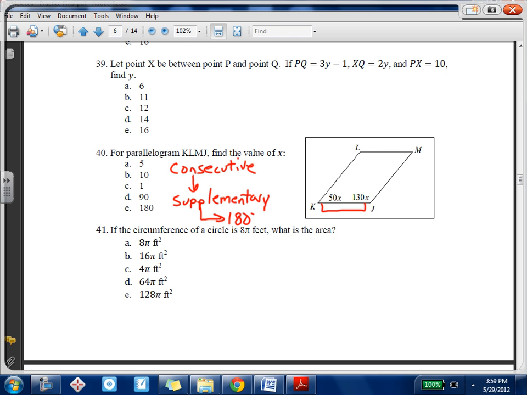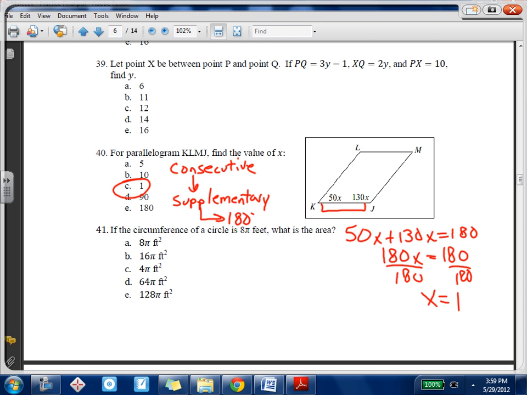So this one's pretty easy. You say 50x plus 130x equals 180. 50 plus 130 is 180. x equals 180. Divide both sides. We get x equals 1. Check your answers. C.